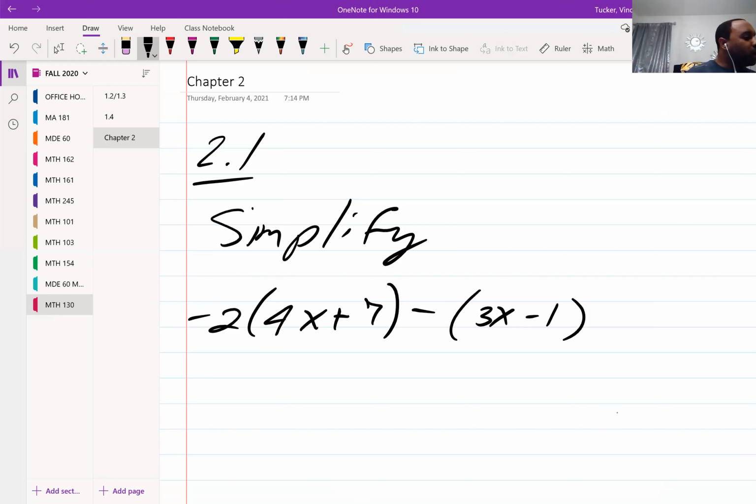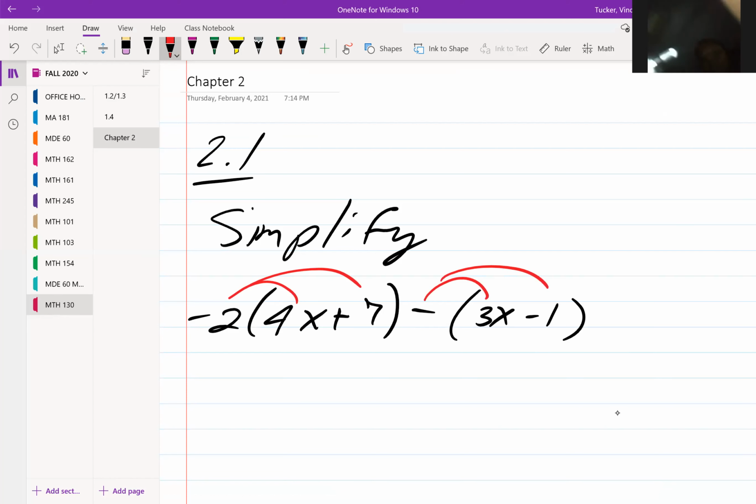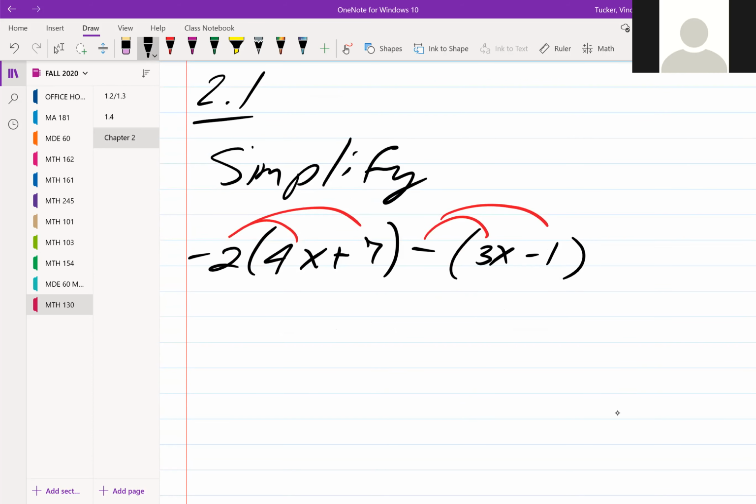All right, so let's do a few out of 2-1, and then we'll go through 2-2 and 2-4 and all that. So this is out of 2-1, simplifying expressions. If I want to simplify this, I want to write this expression in lowest terms possible. So I would distribute the -2, distribute this negative sign here. -2 times 4 is -8x. -2 times 7 is -14.